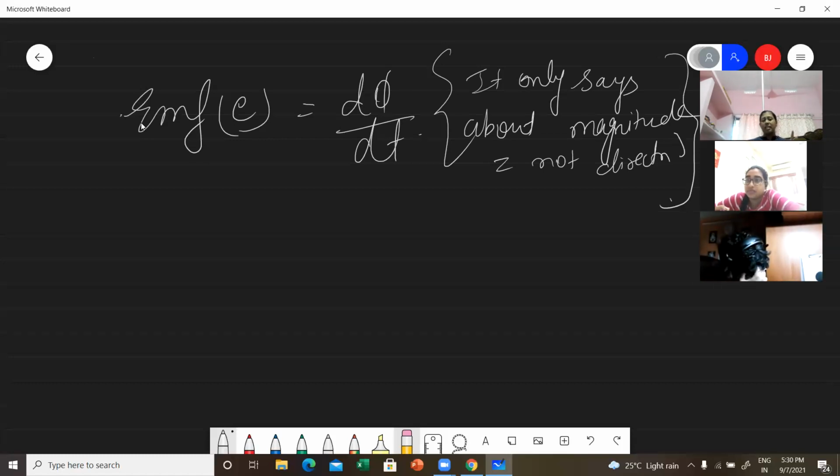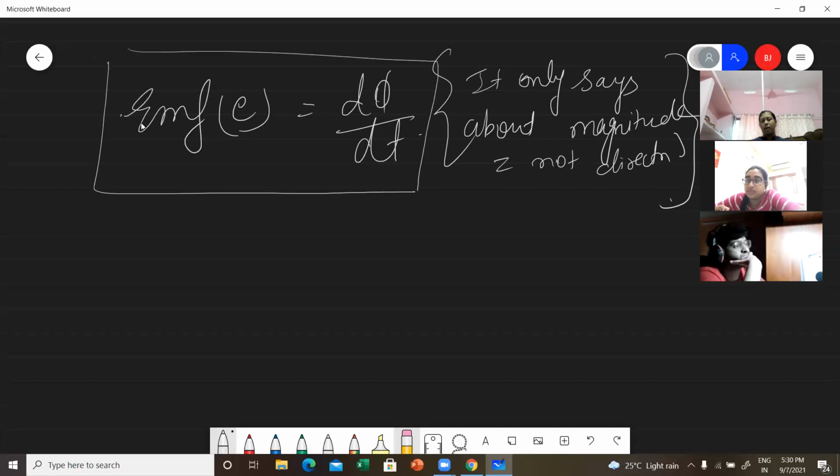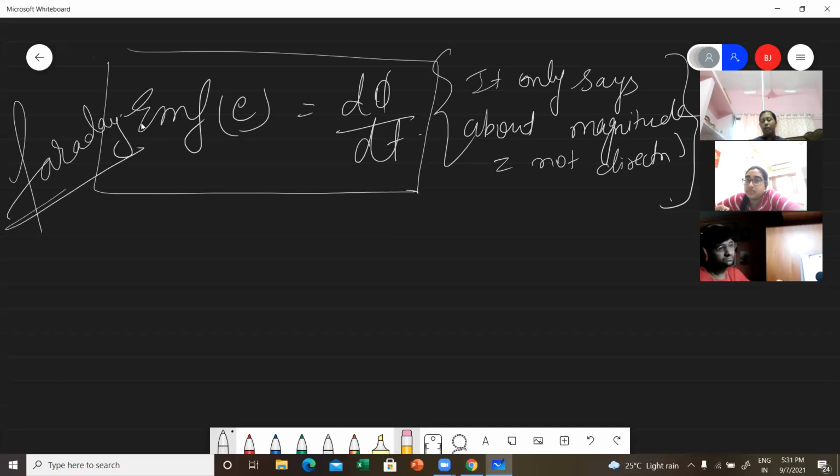Now, the second thing. This EMF, E is equal to d phi upon dt, has been given by Faraday. Faraday says that if the magnet is moving or the coil is moving, then a magnetic field is produced, the current is induced in the circuit, and the EMF is also induced. These things we have already studied in detail in our last lecture. Now, we will study Lenz's law.